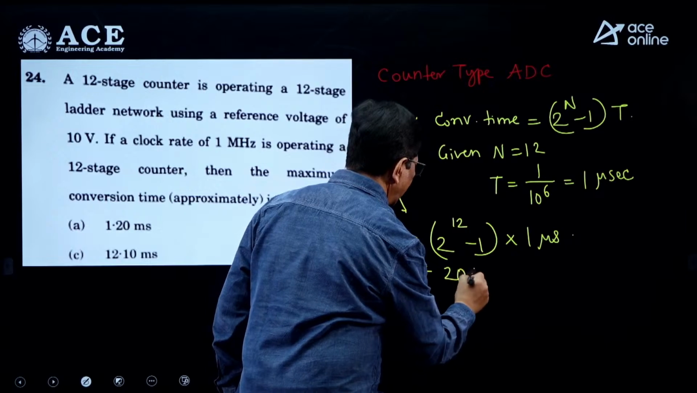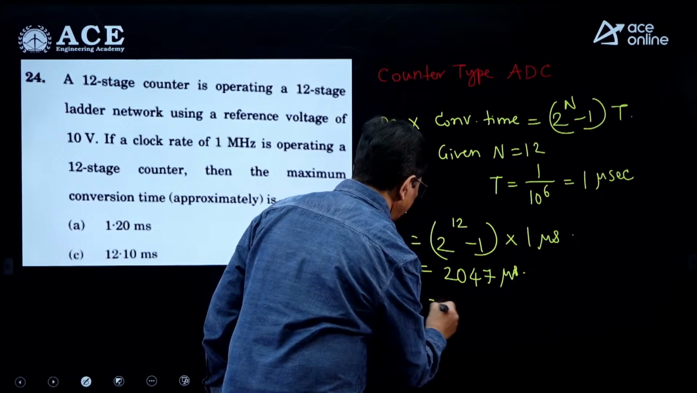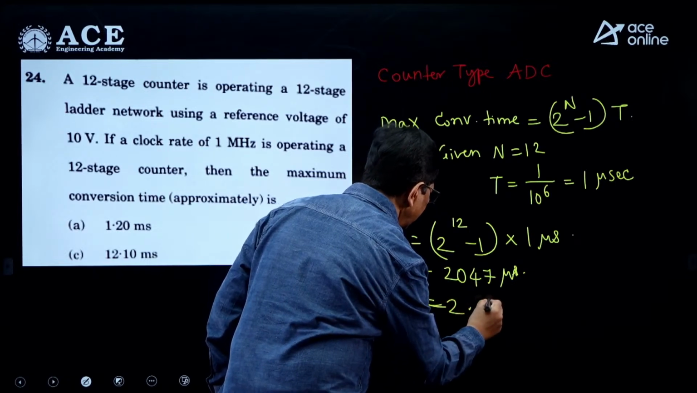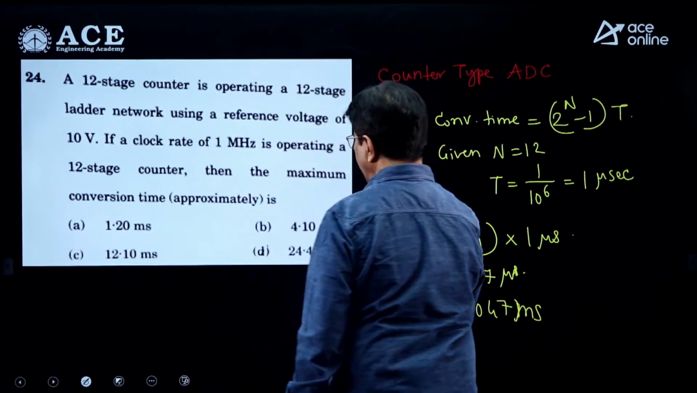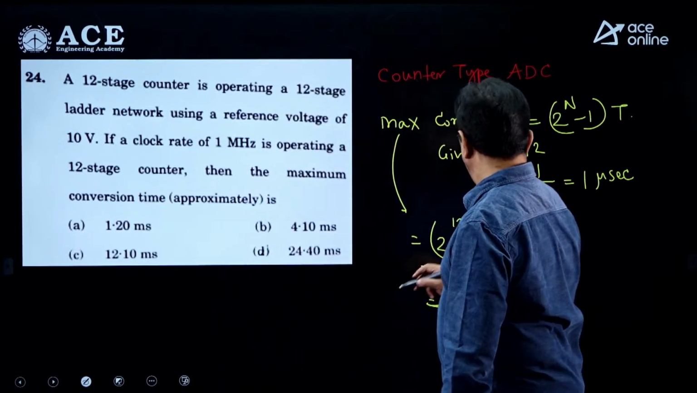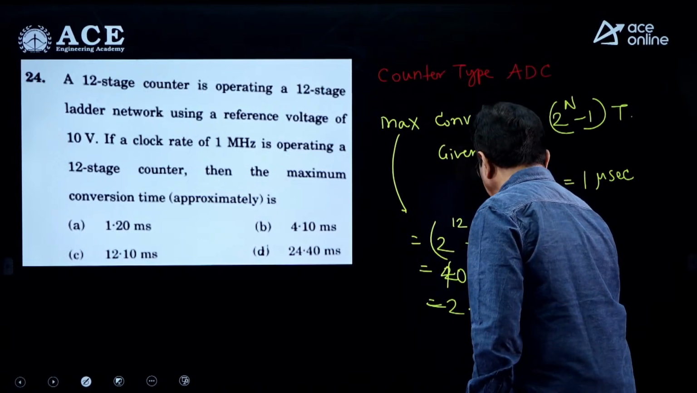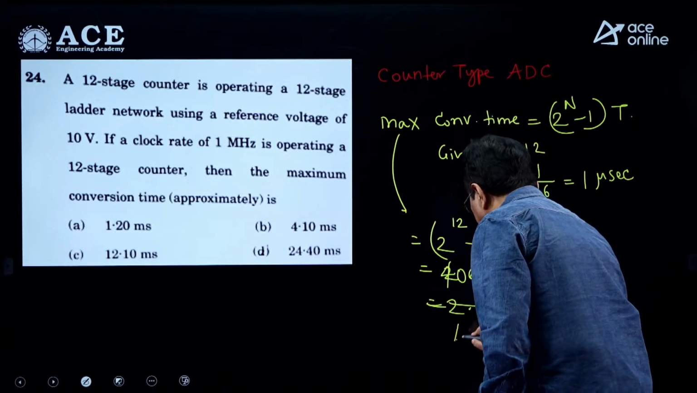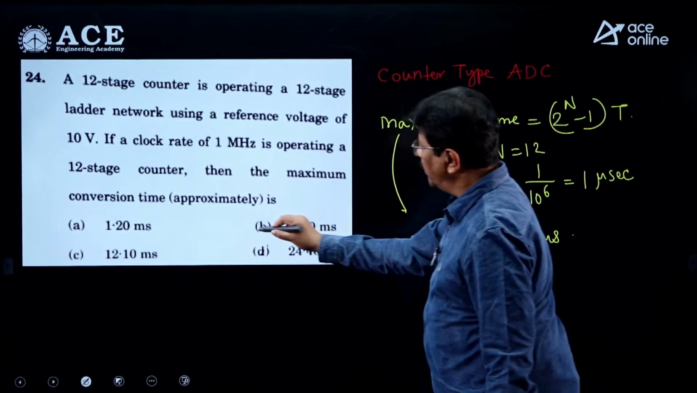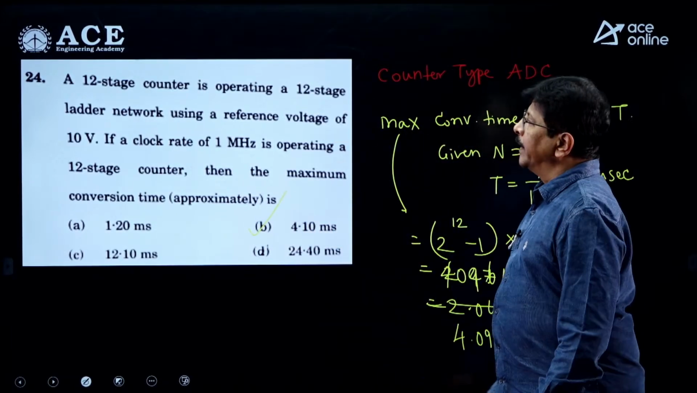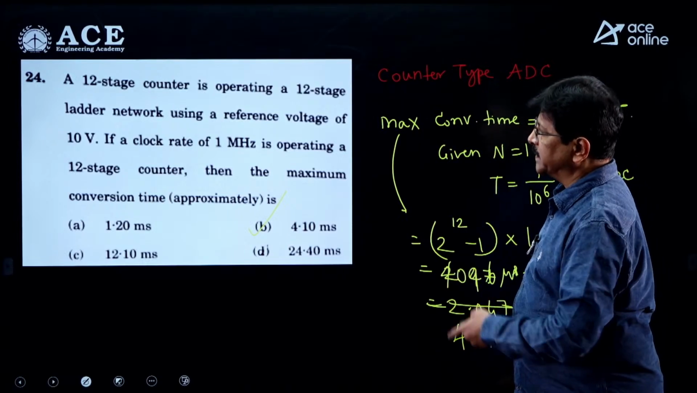That is 2047 microseconds, that is 2.047 milliseconds. So the nearby answer to this is 4096 microseconds, that comes to 4.096 milliseconds. So the correct option is B. Okay, like this, if you just remember what is the principle, you can easily answer these questions.